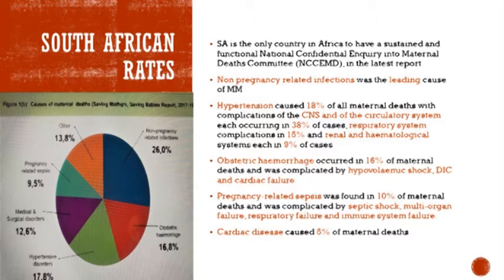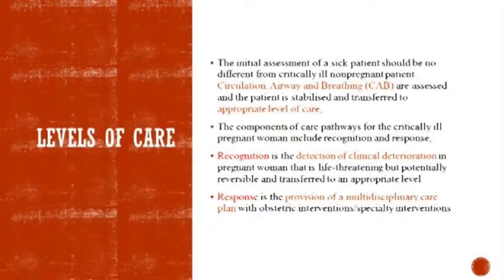Obstetric hemorrhage occurred in 16% of maternal deaths and was complicated by hypovolemic shock, DIC, and cardiac failure. Pregnancy-related sepsis was found in 10% of maternal deaths and was complicated by septic shock, multi-organ failure, respiratory failure, and immune system failure. Also of note, cardiac disease caused 5% of maternal deaths.